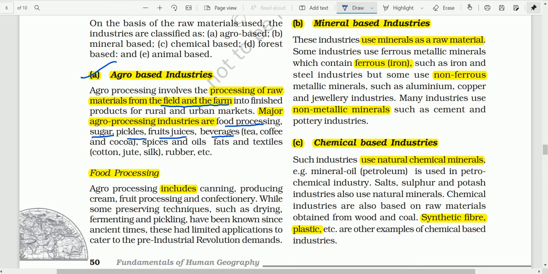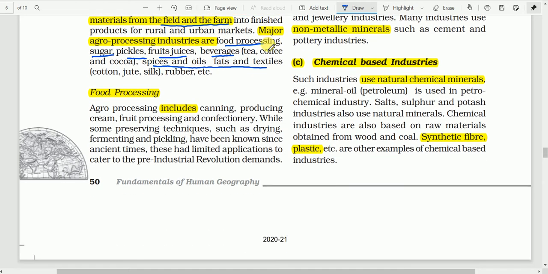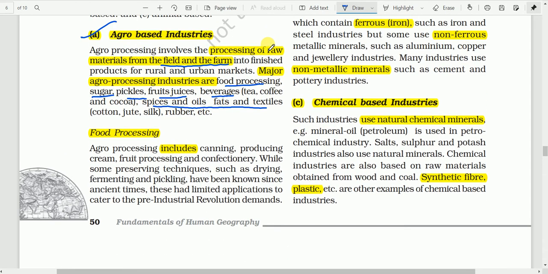So major agro-processing industries are food processing, sugar mills, pickle, fruit juices, beverages, that is making of tea, coffee, cocoa. Okay, tea industry, coffee industry, cocoa industry, then spices, oil, fat, textiles, maybe cotton textiles, jute textiles, silk textiles, then rubber. All these are examples of agro-based industries because these industries use agricultural products as the raw material.